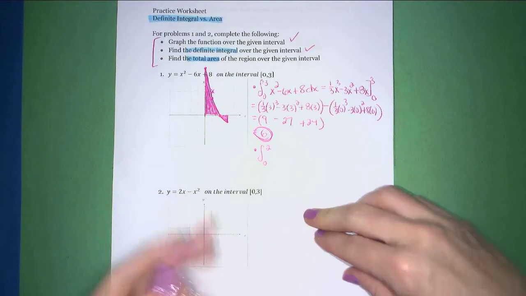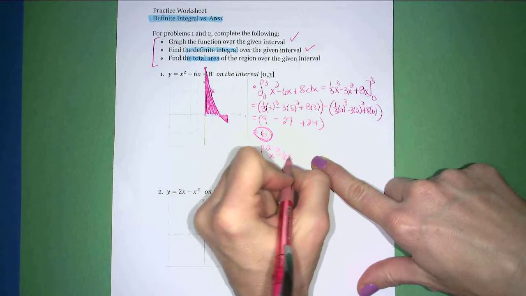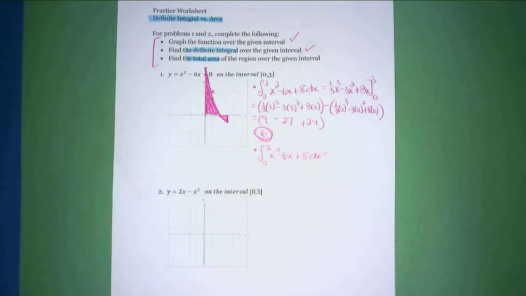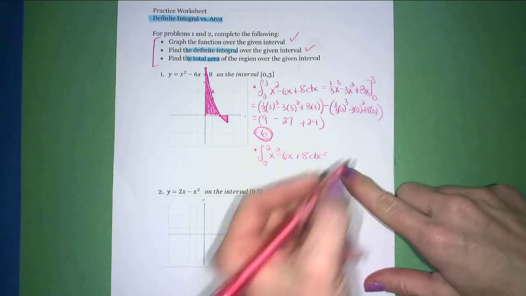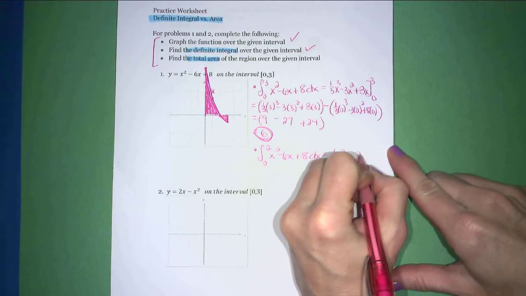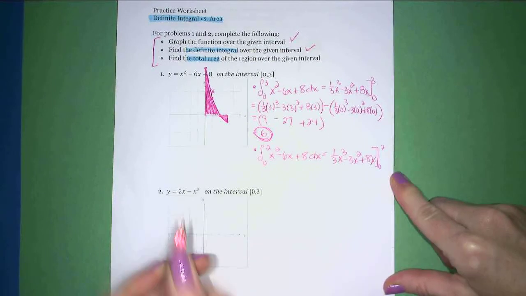You're going to have to take that which is up and find that. So let's go ahead and just evaluate the definite integral from 0 to 2. A lot of this is going to be the same because you already know your antiderivative is 1/3 x to the third minus 3x squared plus 8x. But now we're just going from 0 to 2.